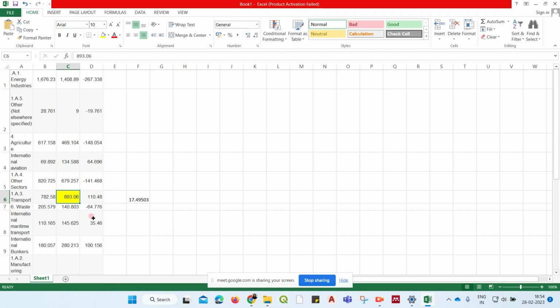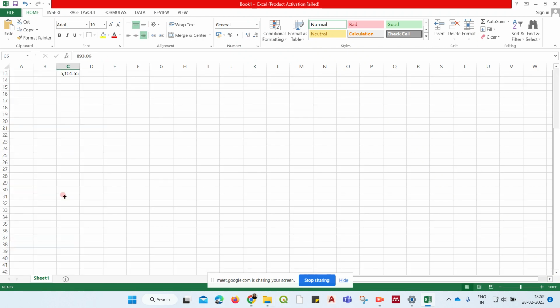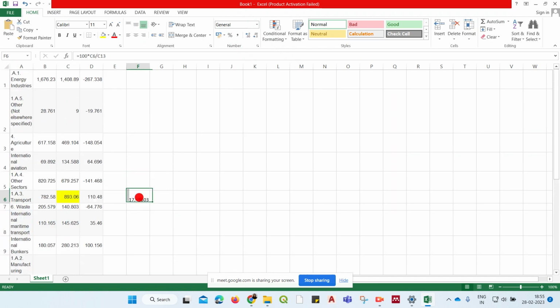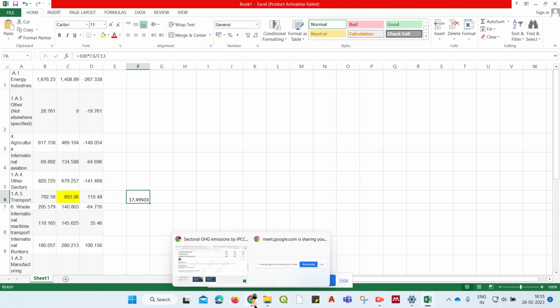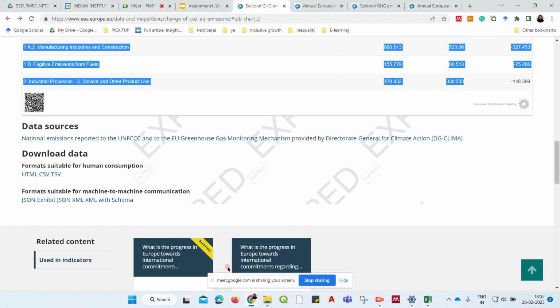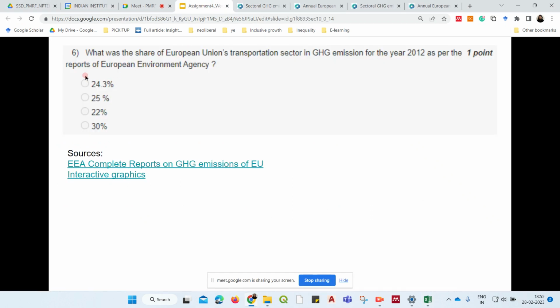So you calculate the percentage of transport emission compared to the total GHG emission. So there must be some mistake in this calculation, as I said earlier, but if you calculate it correctly, you'll get somewhere around 24.3%. So that is the answer to this question.